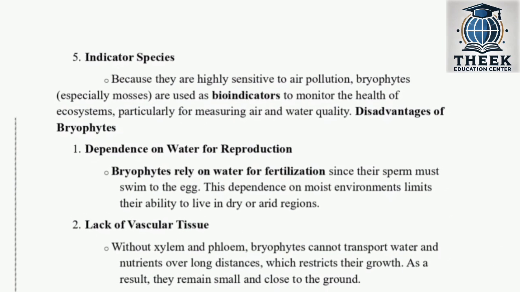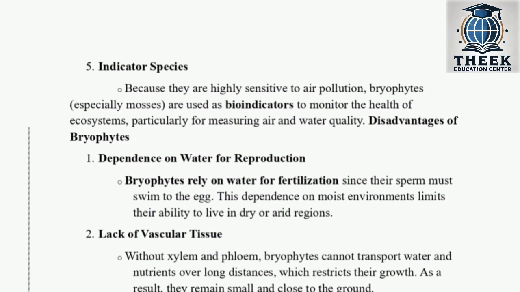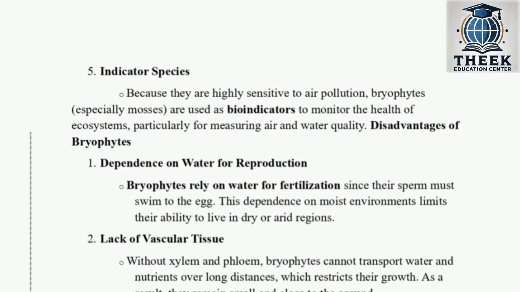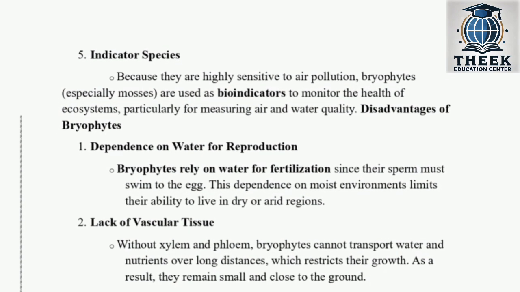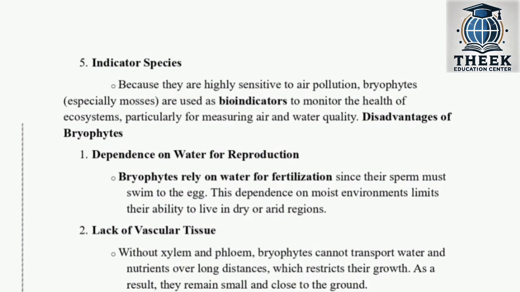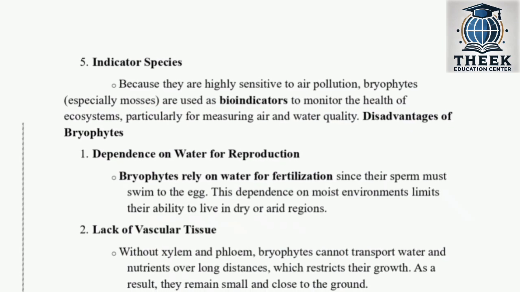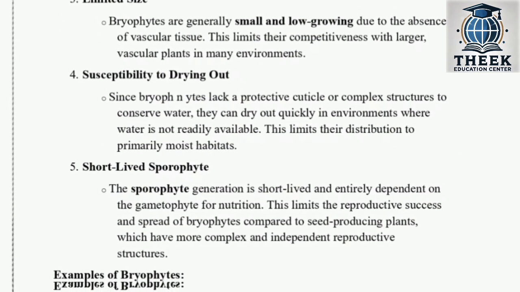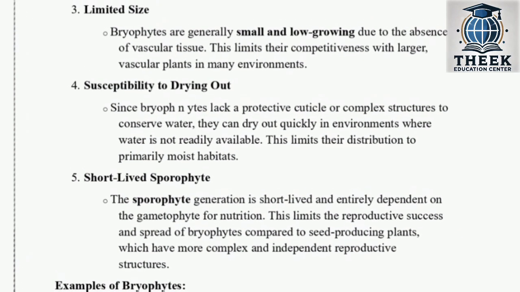Lack of vascular tissues. Without xylem and phloem, bryophytes cannot transport water and nutrients over a long distance, which restricts their growth. As a result, they remain small and close to the ground. Since they don't have the system to transport water over a long distance, they are limited to growing on the ground. Limited size: bryophytes are generally small and low growing due to the absence of vascular tissue.